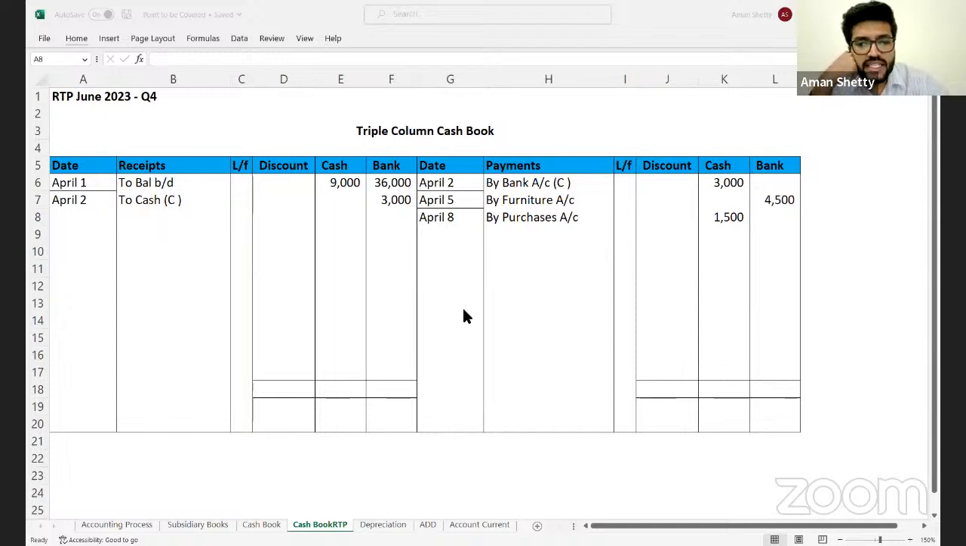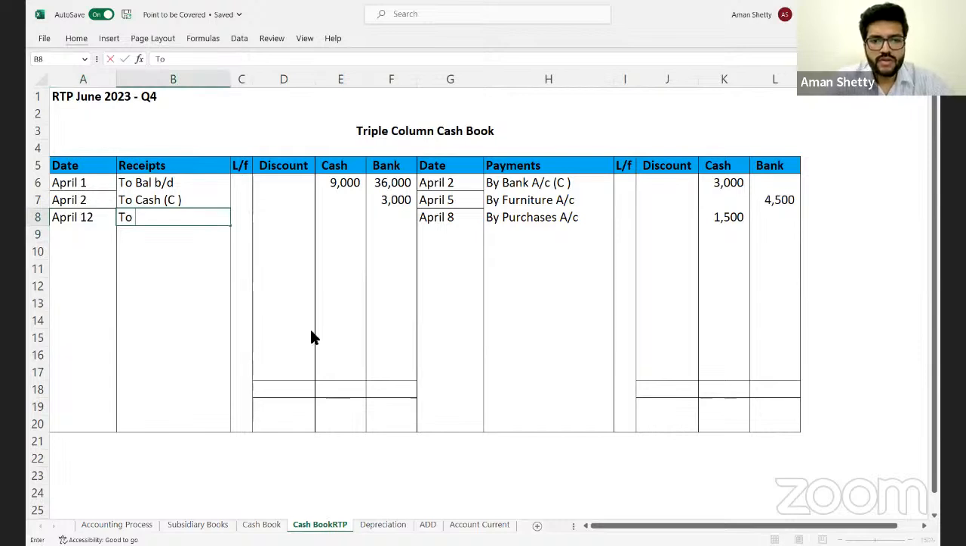On 12th April, received cash from Miss Kamini, rupees 2,940, discount allowed to her, rupees 60. What will be the entry for this? Cash account debit, discount account debit, to Miss Kamini. Correct. So write down April 12, to Miss Kamini. Discount account 60, cash account 2,940.